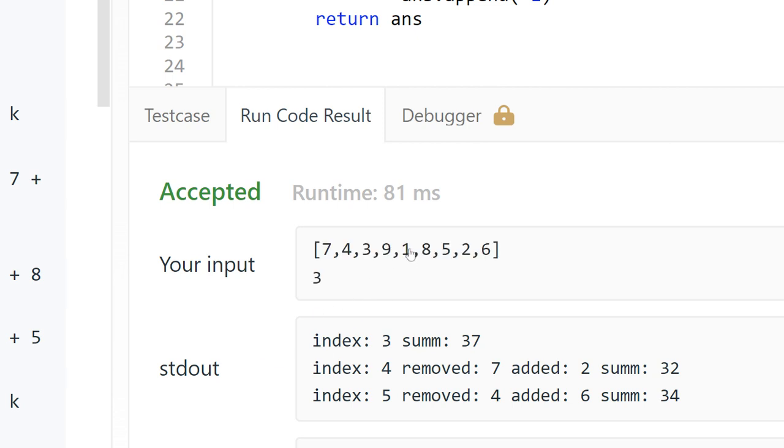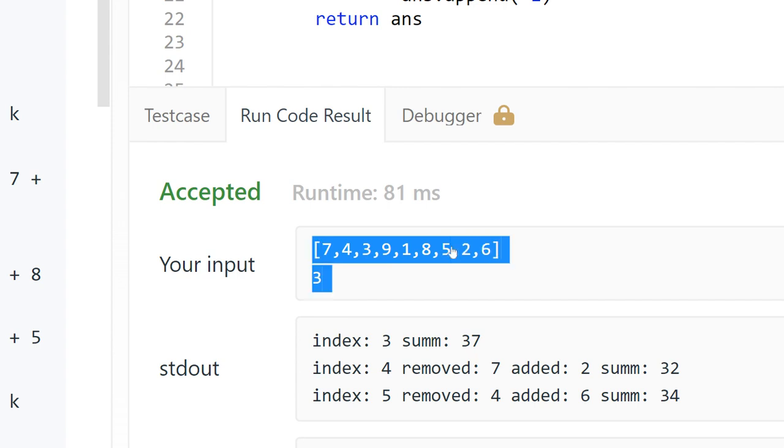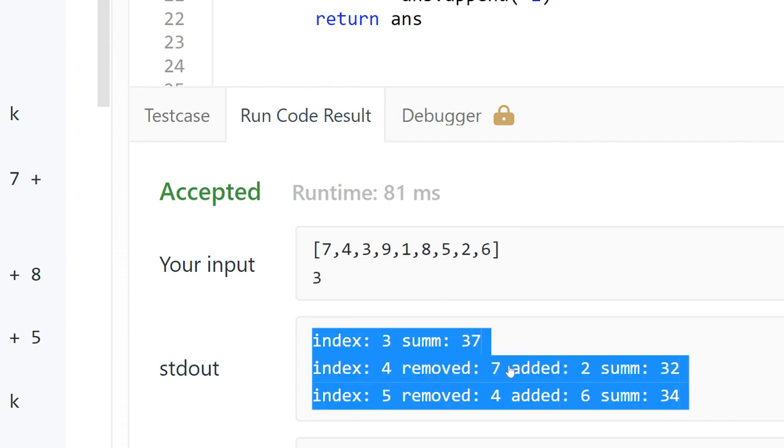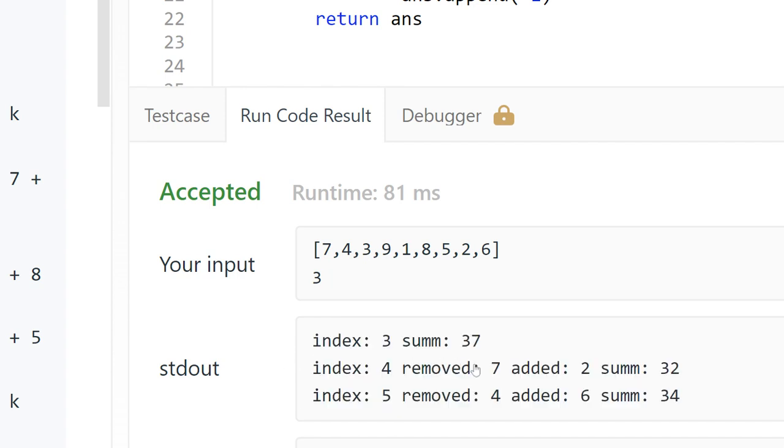Now we are at 1. So what are the 3 elements? See, this was the previous case. Now what you have to do? I have to remove 7 and I have to add 2 for the next iteration. This is what is mentioned here. Remove 7 in the next iteration at index 4, remove 7 and add 2.